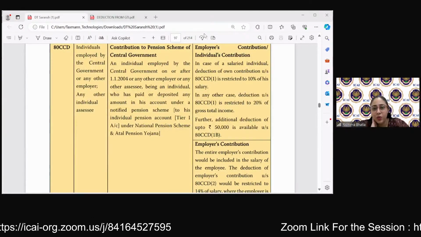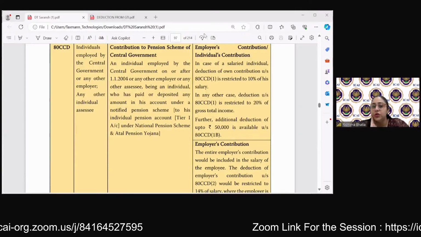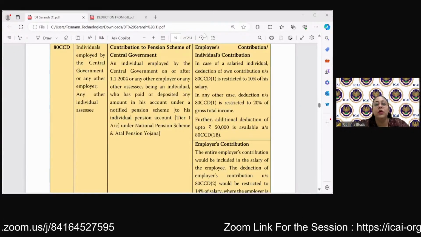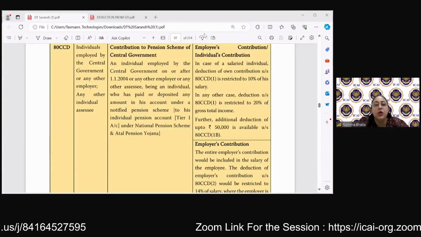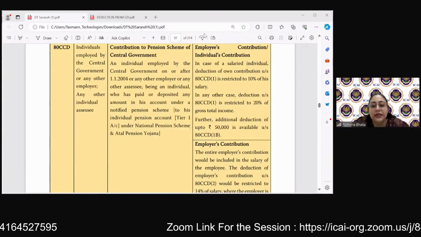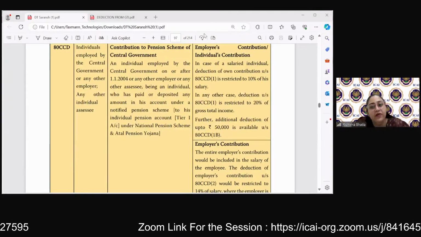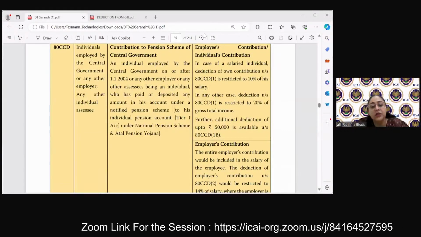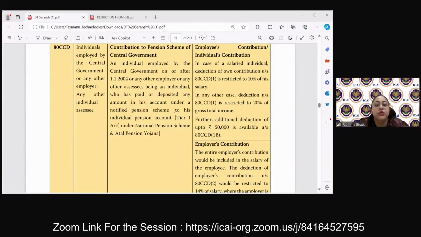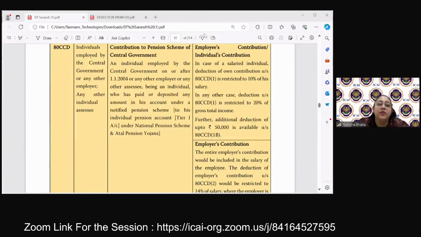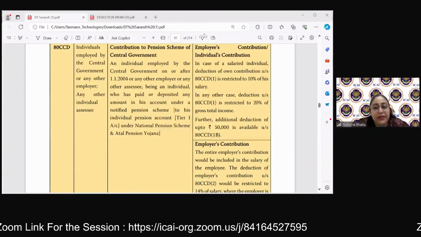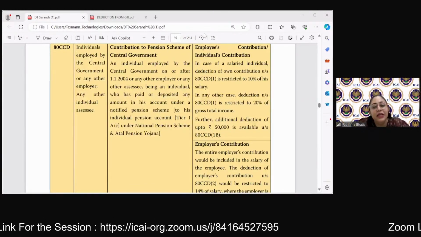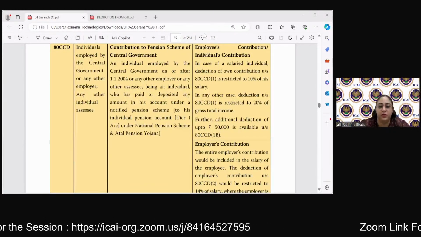80CCD 1B is for employee contribution. Actually, it is for assessee contribution, whether as an employee or as a self-employed person, you will get 50,000. Whatever contribution I am making to the fund, I'll get 50,000. After that, whatever actual contribution is remaining, I will compare it for the limits under section 80CCD subsection 1, and then I will claim it. 1B is for everyone.